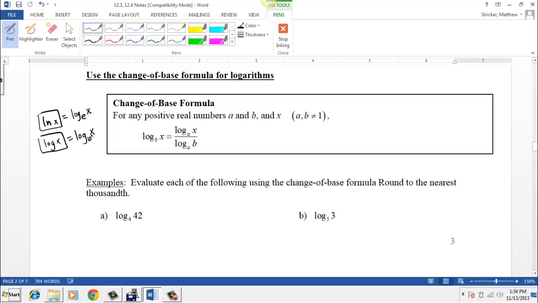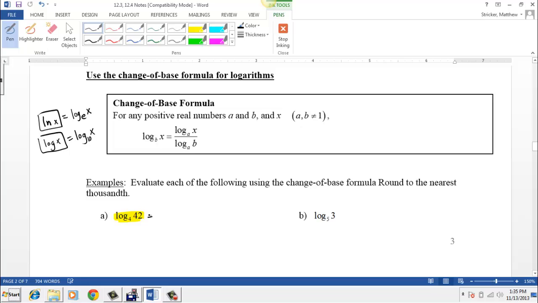So if I wanted to calculate something like we have here in the first example, base 4, I couldn't do that with my calculator because I only have base e and base 10. Well, that's where it's nice to be able to change the base. And so what this formula says is that if I have the log base b of x, I can change to log base a by taking the log of x divided by the log of the base.